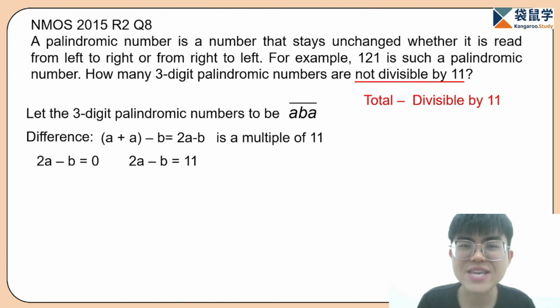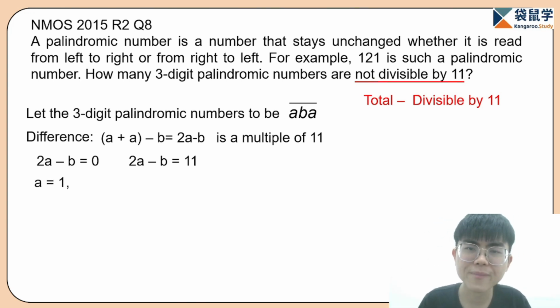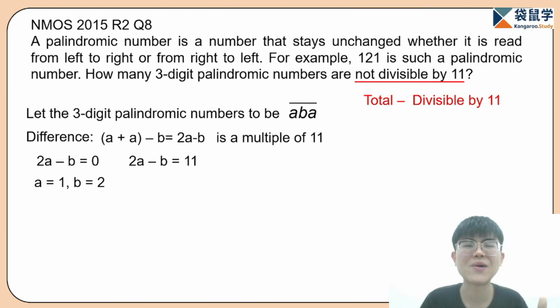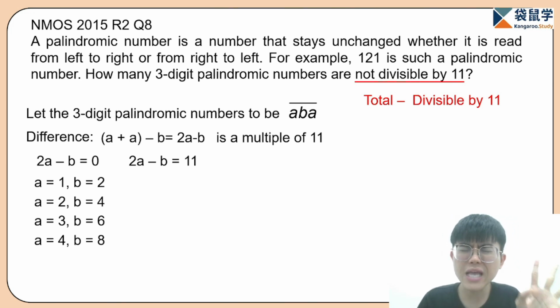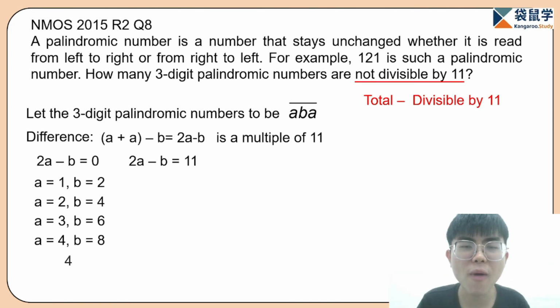So now we have 2A minus B equals 0 and 2A minus B equal to 11. We just have to find what will be the A and what will be the B here. So now, if A is equal to 1, what will be B? 2 times 1 equal to 2. 2 minus B is equal to 0, so B is just equal to 2. And if A is equal to 2, what will be B? 4 minus B is equal to 0, so B definitely will be 4. Then we'll have A equal to 3, B equal to 6, and also A equal to 4, B equal to 8. Can A equal to 5, guys? Oh, so it is not. Because if A is equal to 5, then 2 times 5 is equal to 10. 10 minus B is equal to 0. B can only be 10, right? But B can only be a 1-digit number. So there is only 4 possibilities here.